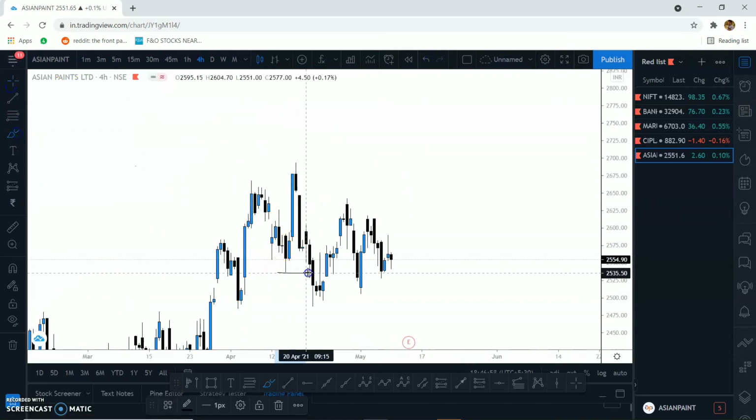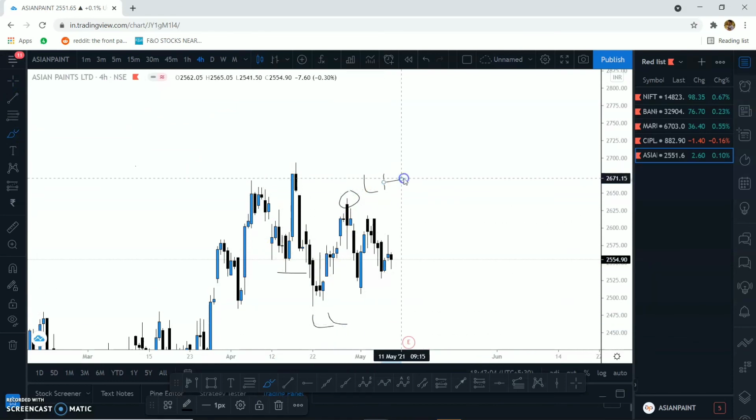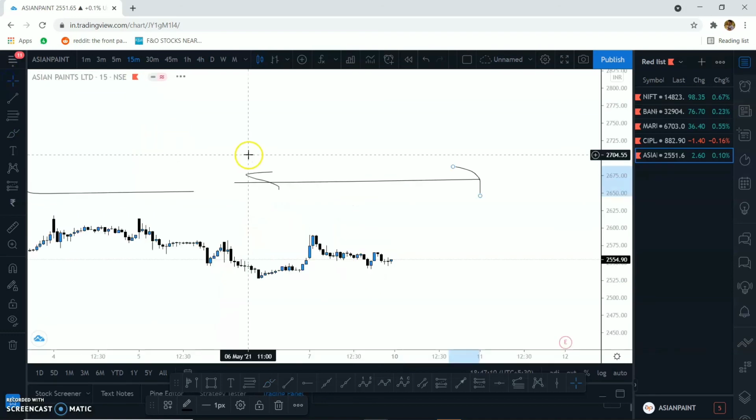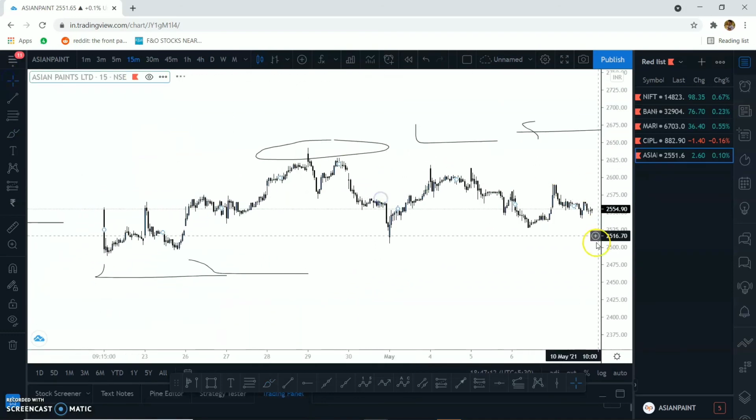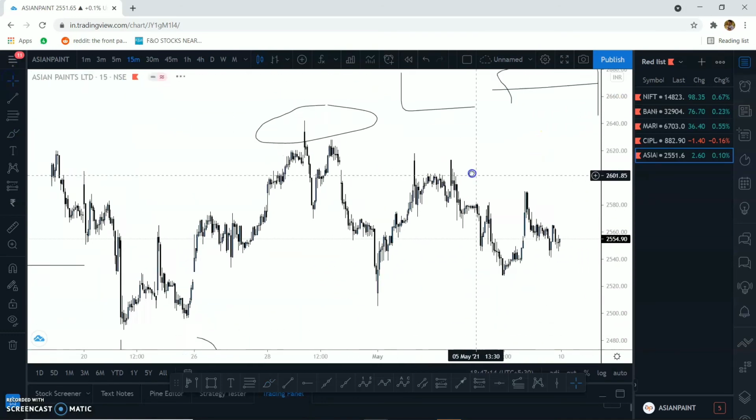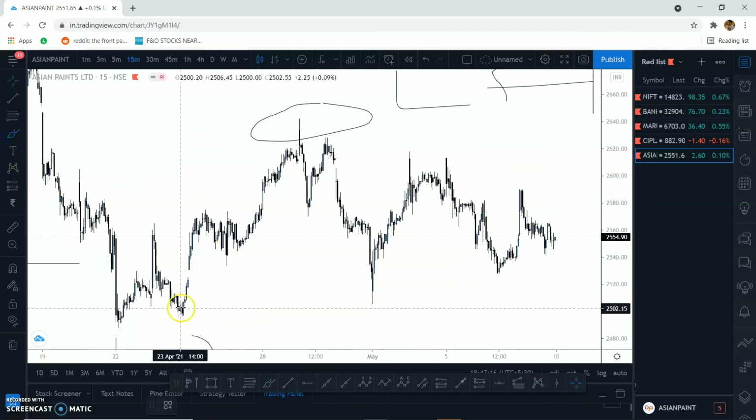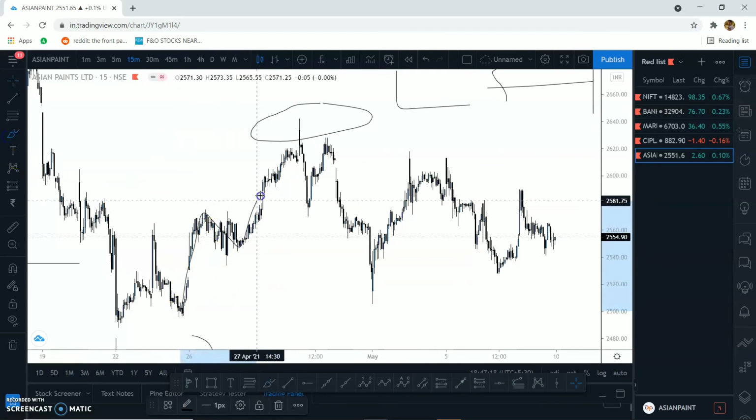The price creates a lower low. Now the price should create what? A lower high and continue its move to the downside. As the 4-hour is in a downtrend, let's go to the 15-minute time frame and understand its trend. You see here, the 15-minute time frame is in an uptrend until this level, but it breaks, comes down, major structure break, price goes higher.